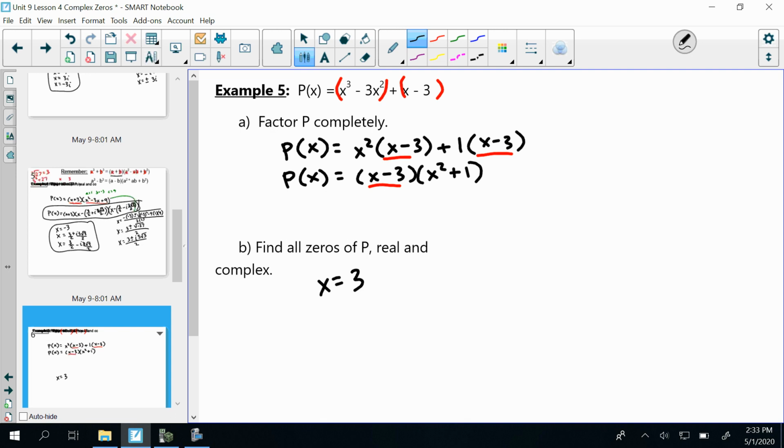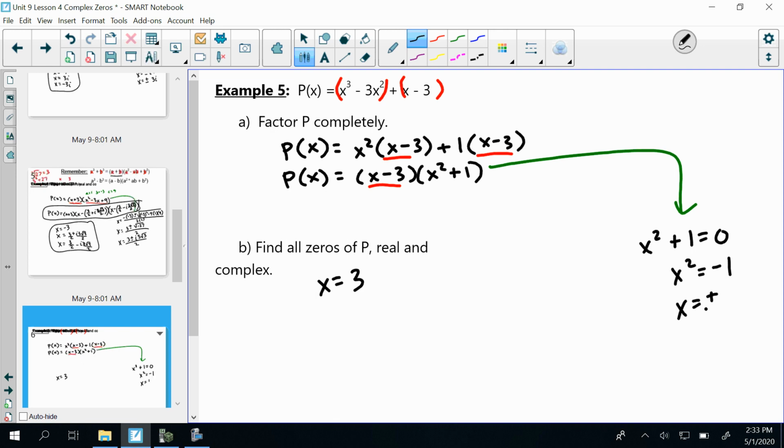What's the zero that comes from this second one? That one is not one we can factor. So let's just put it equal to 0 and solve it, see what we get. Minus 1. Square root, so we get plus or minus the square root of negative 1. We know that turns into i if we pull out the negative. And the square root of 1 is 1. So if you want to write the 1 there, you can, or you can just write it as plus or minus i. And so the two other zeros on this one are i and negative i.